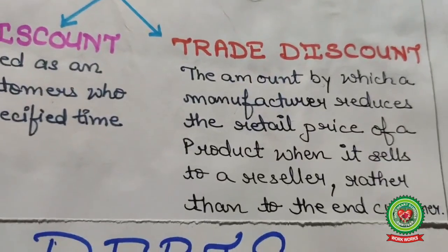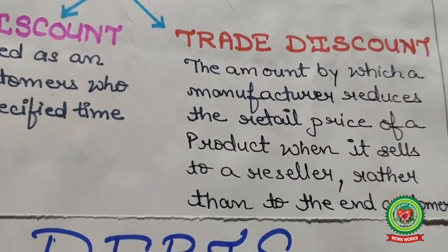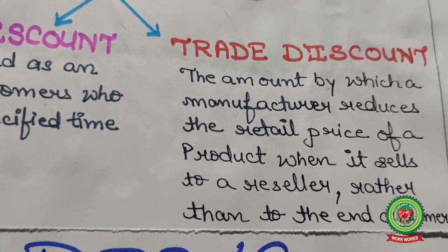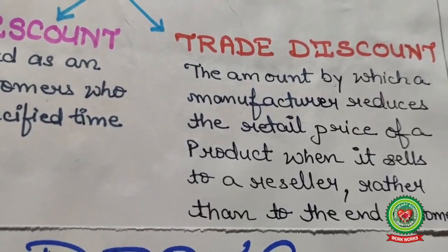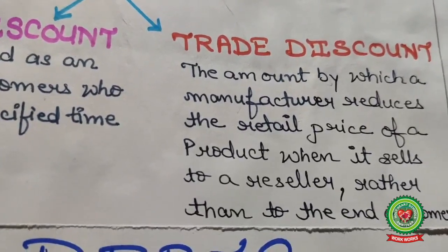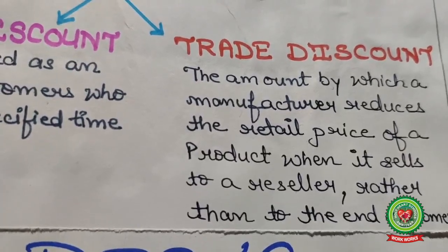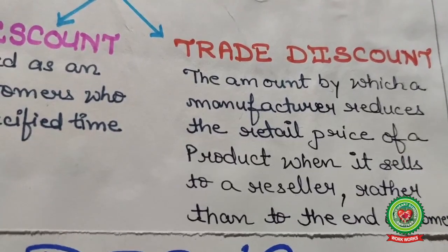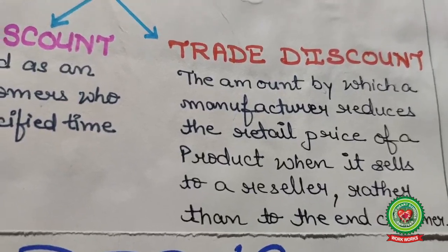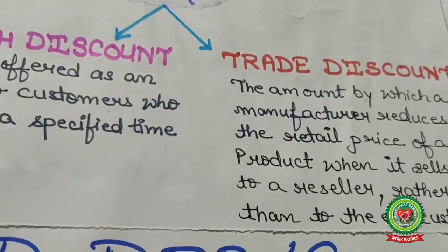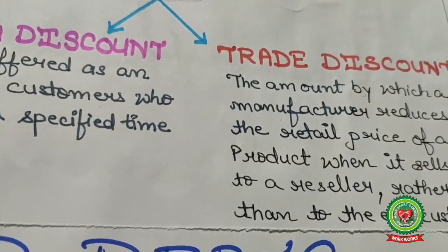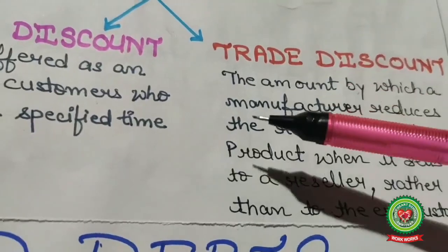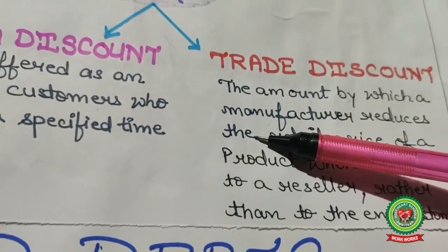And trade discount is the amount by which a manufacturer reduces the retail price of a product when it sells to a reseller rather than to the end consumer. This is most of the time provided by the wholesaler to the retailer, not to the customer. Like, suppose previously the retailer wanted to purchase just 20 units at a cost of rupees 2400, but now the wholesaler says, if you purchase from me in bulk, more quantity, then I will provide you more discount. So here the wholesaler provides trade discount to the retailer, not to the consumer.